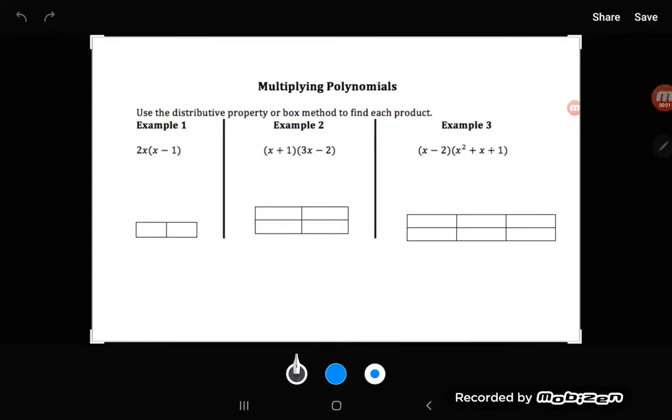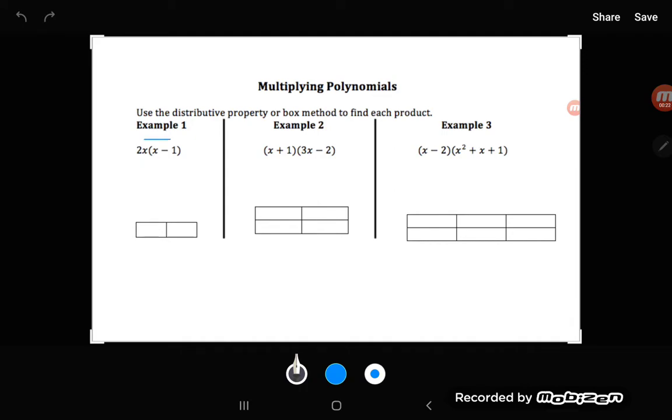Today we're going to multiply polynomials. This is a skill that we've done several times before, but we're going to start with multiplying a monomial by a binomial. So for example 1, we're going to start with 2x times x minus 1.